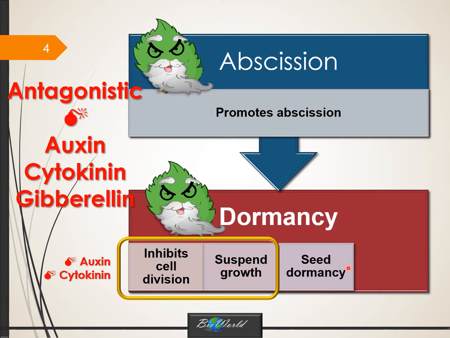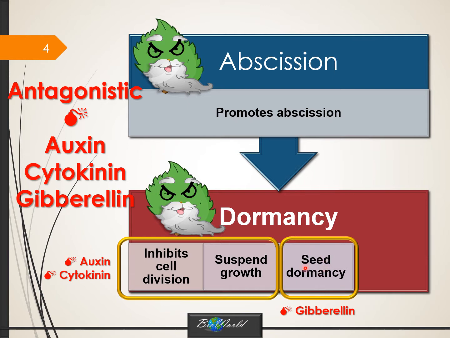Seed dormancy is when the seed does not germinate. This is antagonistic to gibberellin. Gibberellin promotes seed germination, that is, for the seed to grow a shoot and a root, but gibberellin inhibits seed dormancy. Abscisic acid does the opposite. It will promote seed dormancy, meaning that it will encourage the seed to not do anything, or in other words, it inhibits seed germination.